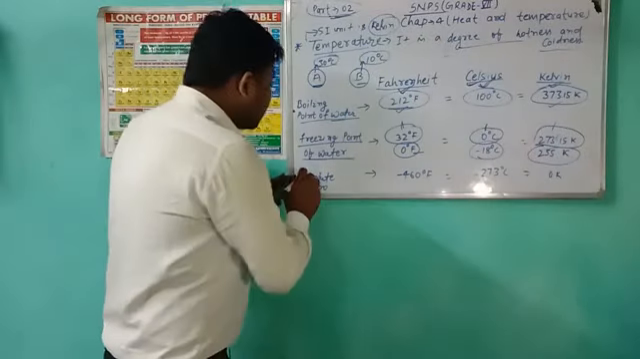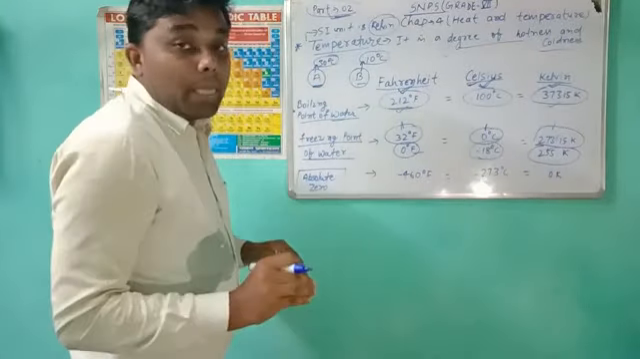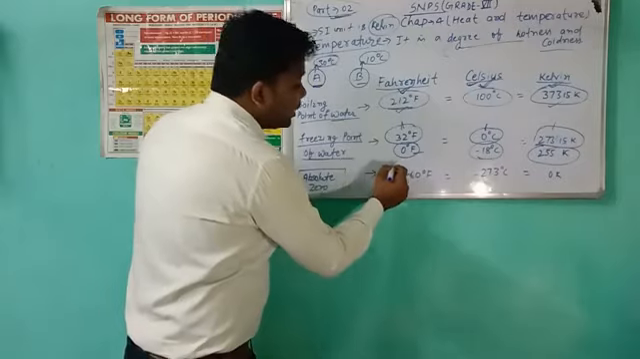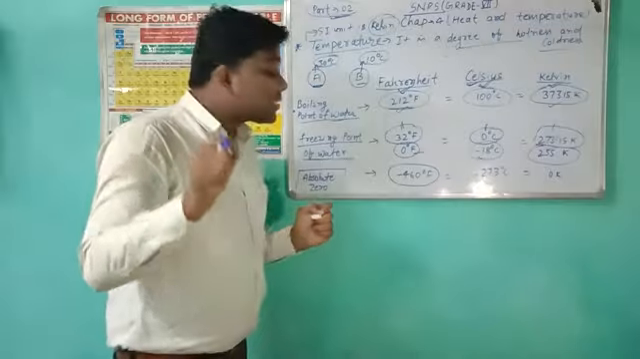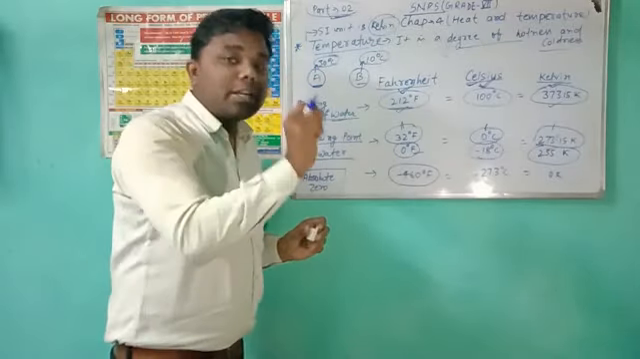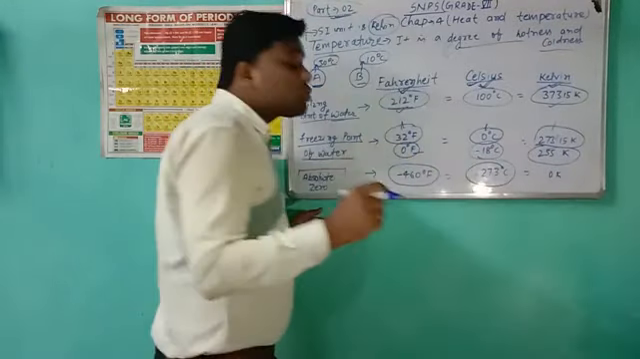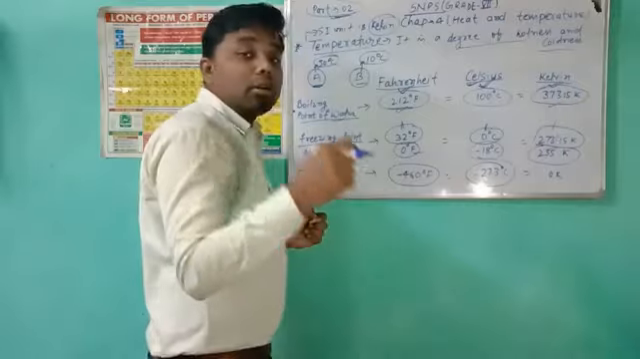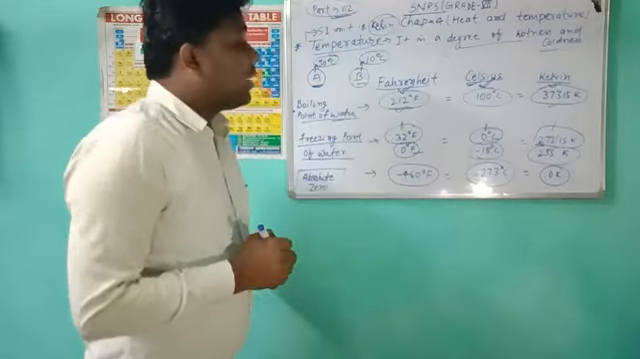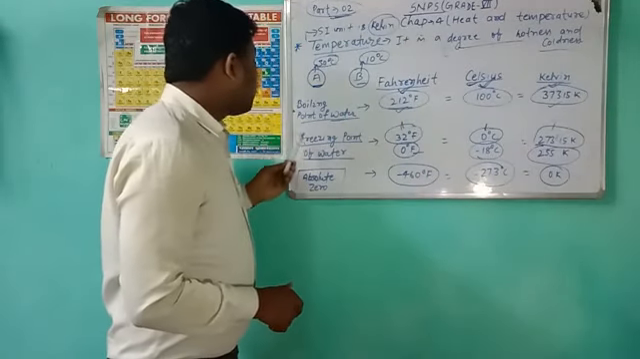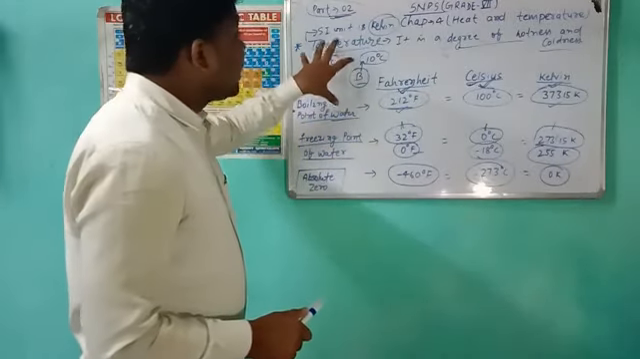After that, the absolute zero temperature in the Fahrenheit scale is minus 460 degree Fahrenheit. The absolute zero temperature in the Celsius scale is minus 273 degree Celsius, and in Kelvin it is 0 Kelvin. So this is the boiling point of water, the freezing point of water, and absolute zero. This is all about temperature.